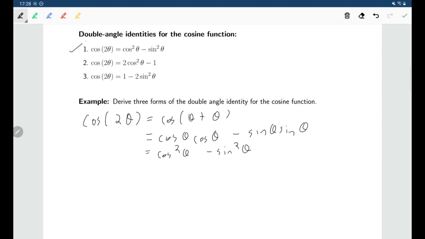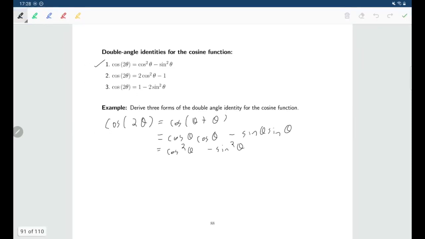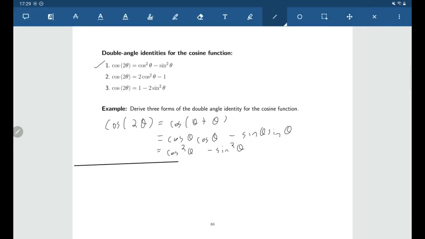So there we go. That's our first identity. The other two come from Pythagorean identities getting added into the mix. Remember that we know sine squared plus cosine squared is equal to 1. And so that means you could rewrite this either as sine squared is equal to 1 minus cosine squared, or you could rewrite this as cosine squared equals 1 minus sine squared, just by moving the sine squared or the cosine squared to the other side. And that's how we're going to generate the other two versions of this identity.